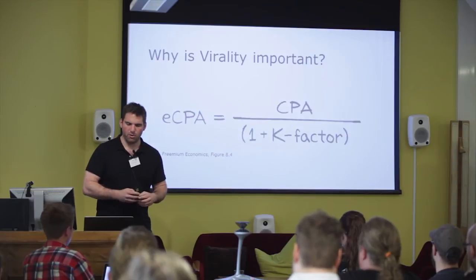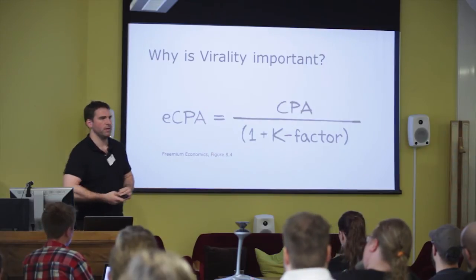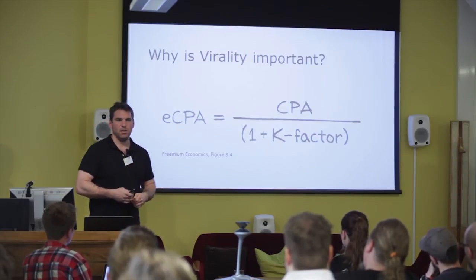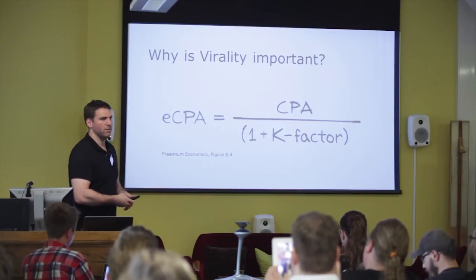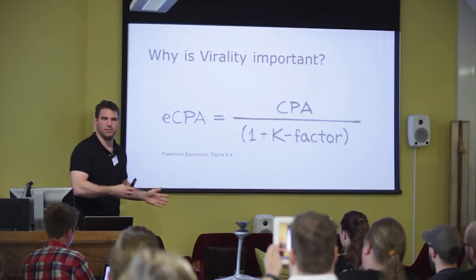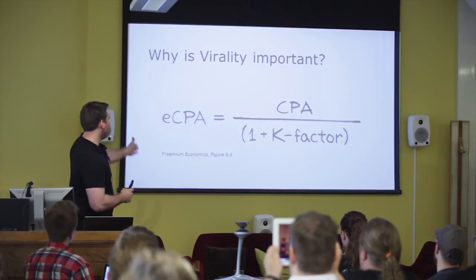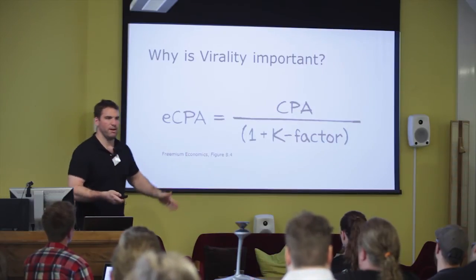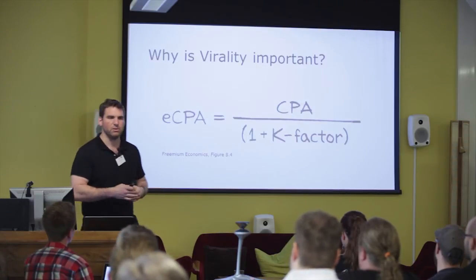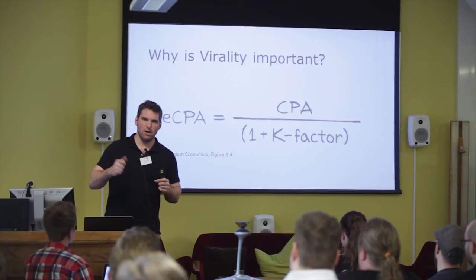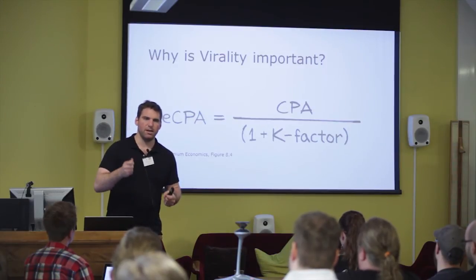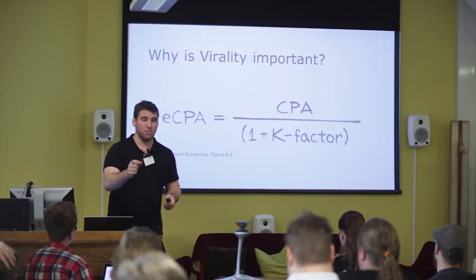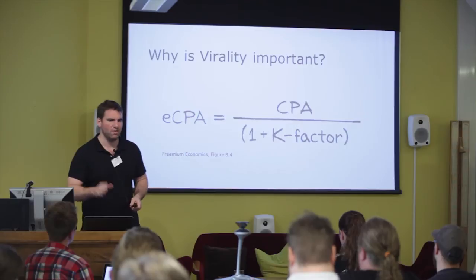So why is virality important? Virality is important because of this. This is CPA, cost per action, or cost per acquisition. Effectively CPI, right? If I say that action is the install of the game, it's CPI. So my effective CPI is the CPI I paid divided by 1 plus K factor. Those bonus users I got come from the acquisition budget. So if I bought one user, he brought a friend in, and I paid $5 for that user, I actually paid $2.50 per user, because I got 2 users for $5.